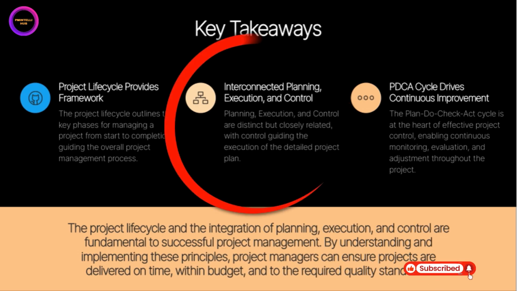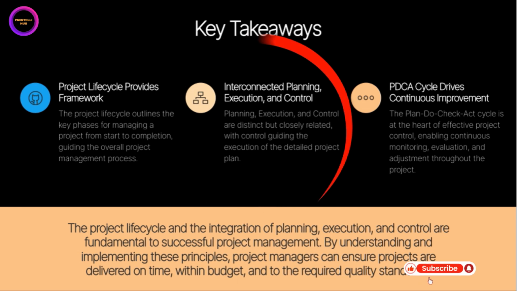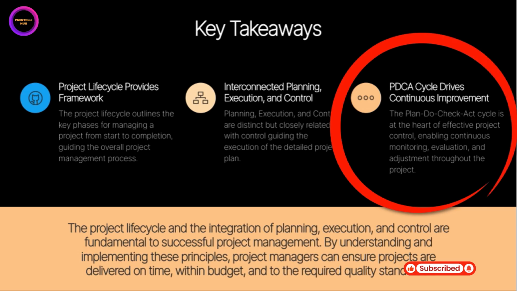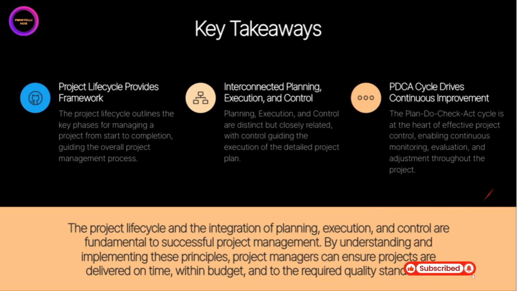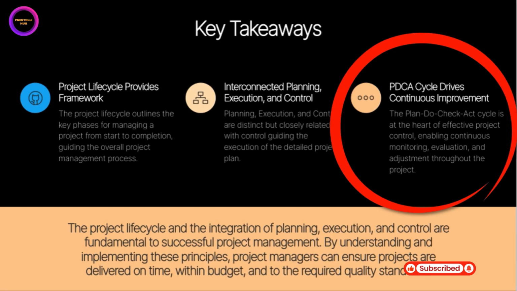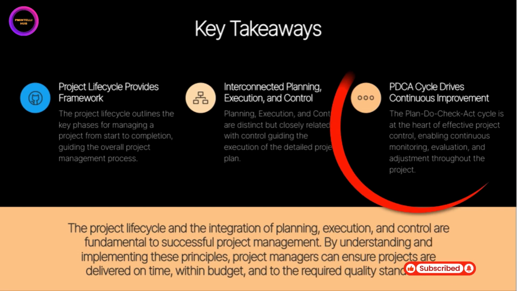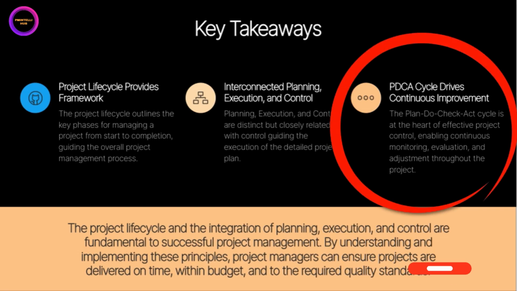Control is especially critical because it guides the execution based on our detailed plans. Finally, the PDCA cycle, plan, do, check, act, is at the heart of continuous improvement. It encourages us to constantly monitor our progress, evaluate results, and make adjustments as needed. This cycle keeps projects flexible and responsive, leading to better outcomes.